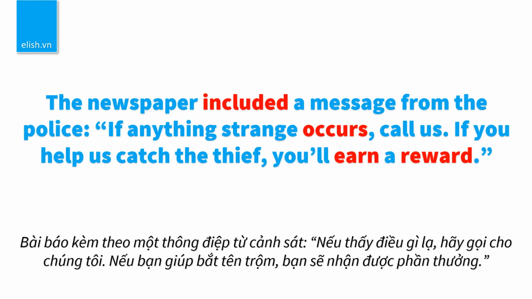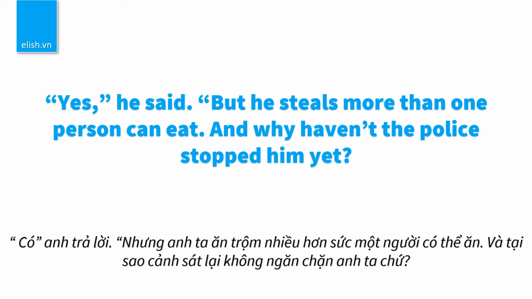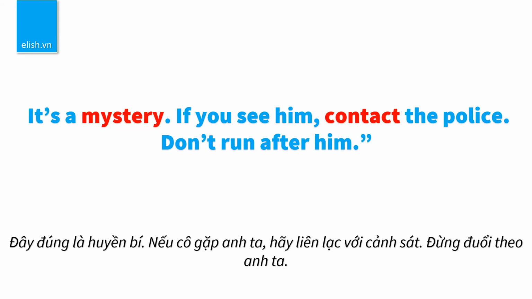The newspaper included a message from the police. "If anything strange occurs, call us. If you help us to catch the thief, you'll earn a reward." Jenny talked to Jim. He managed the restaurant. "Do you know about the thief?" "Yes," he said. "But he steals more than one person can eat. And why haven't the police stopped him yet?" "It's a mystery. If you see him, contact the police.